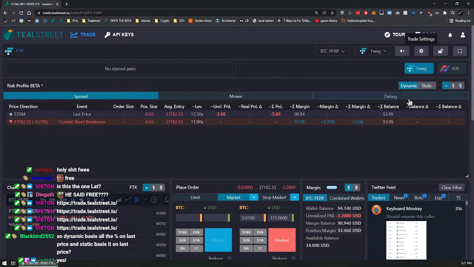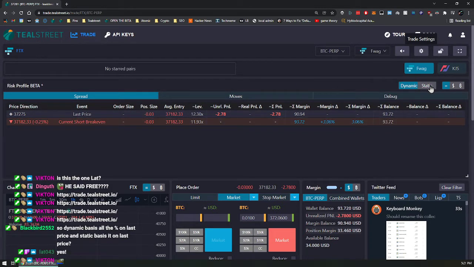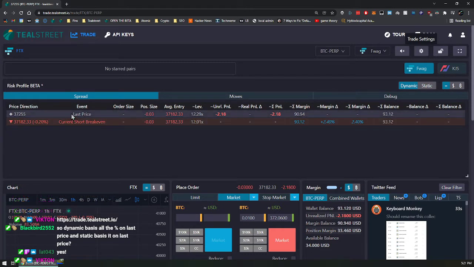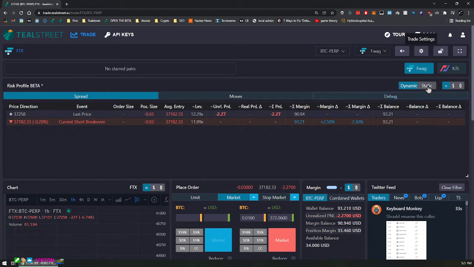So this toggle is a little goofy. It should not be here right now for this screen, because I don't have it set up for static, so it's just going to be hidden. It doesn't really do anything here. It actually does absolutely nothing.